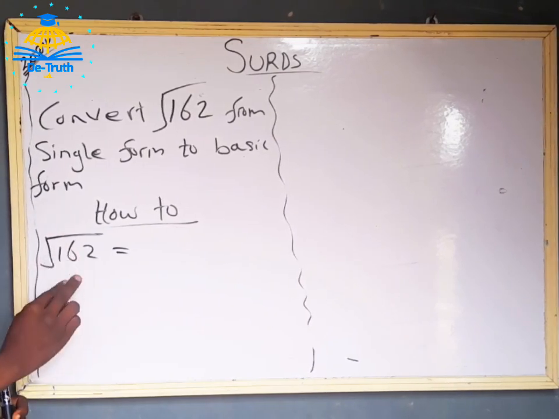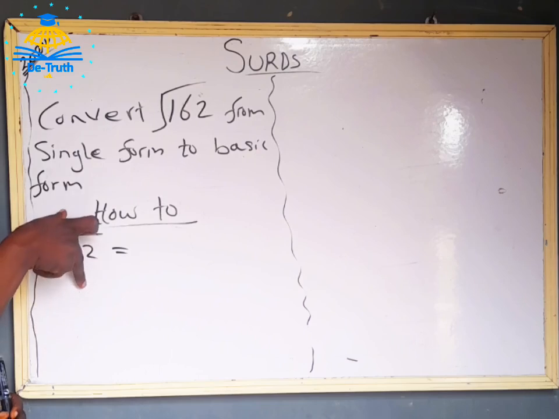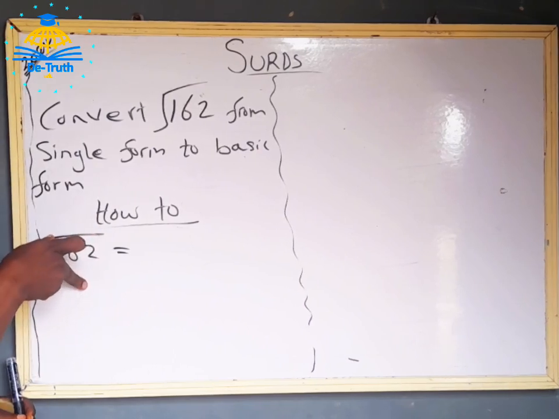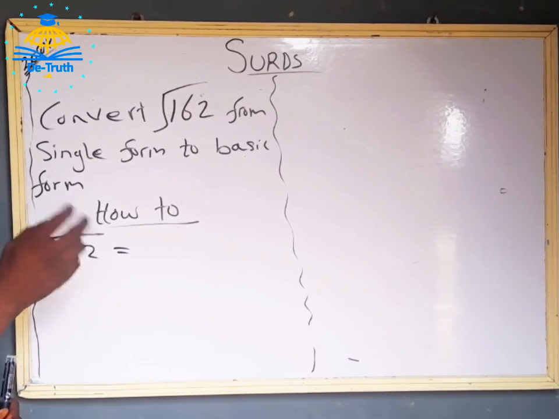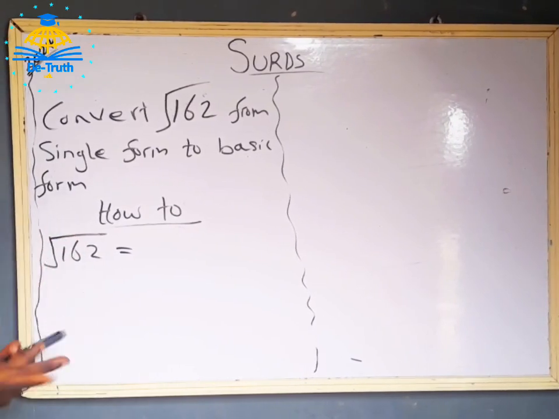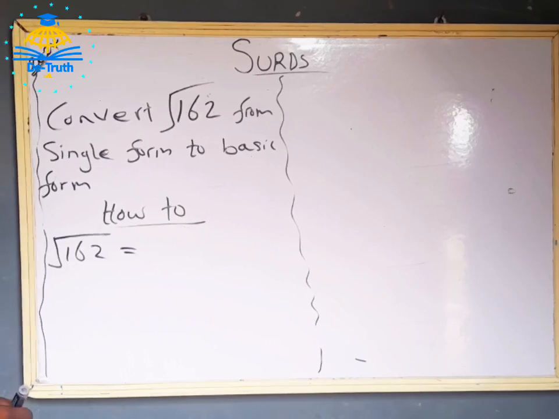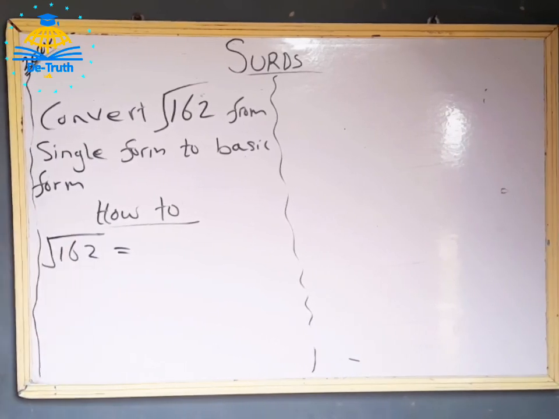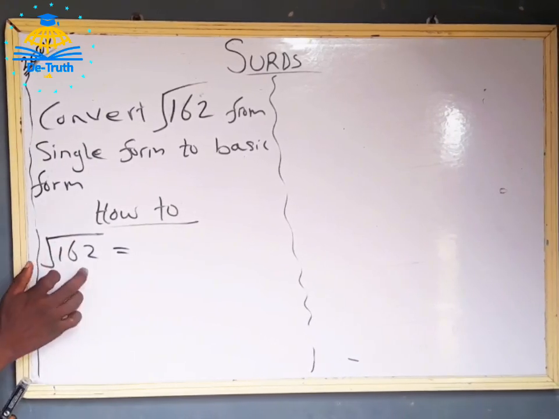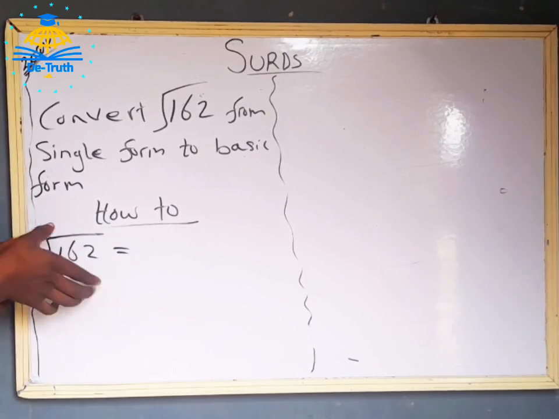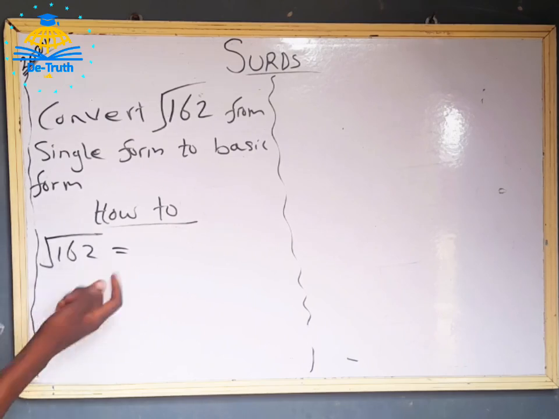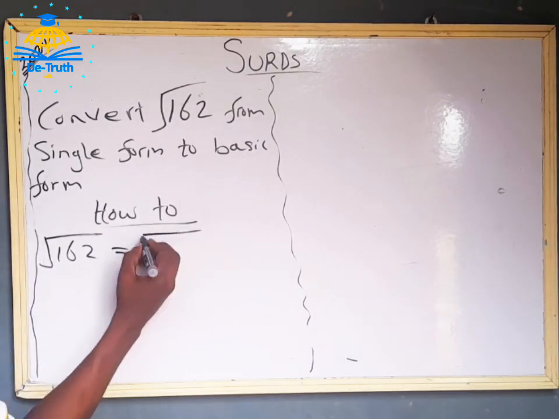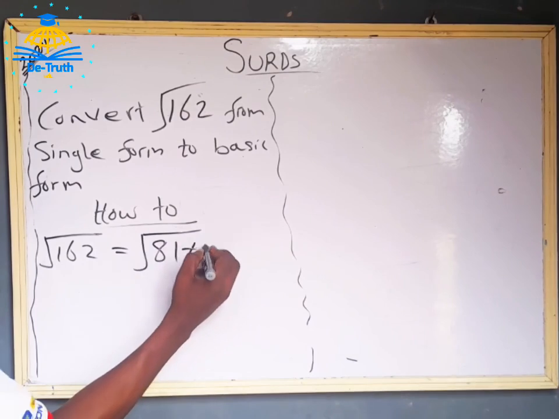So now, let's try to divide this 162 by 2. Can 2 go in 162? Yes, it can. So 162 divided by 2 gives us 81. Is 81 a perfect square? Yes, that's what we need. In case 81 is not a perfect square, we try the next number, which is 3. We divide this 162 by 3. Whatever gives us a perfect square, we continue like that till we get the perfect square. So here now, 162 gives us 81 times 2.